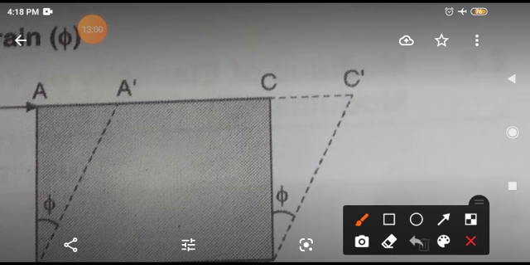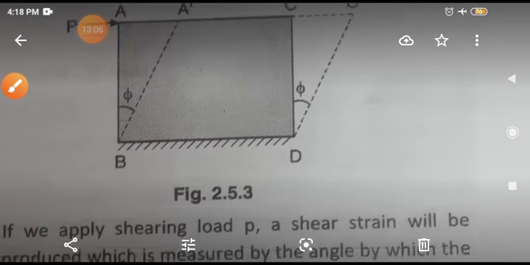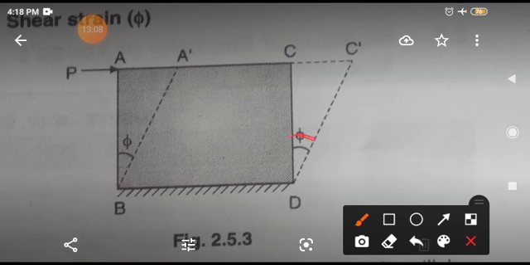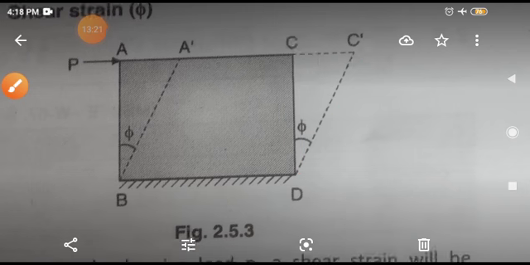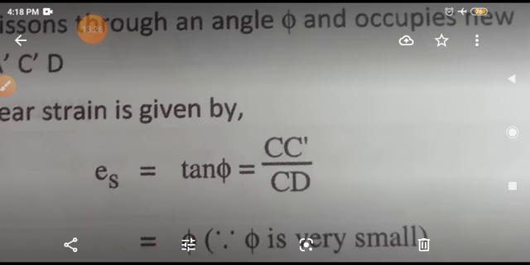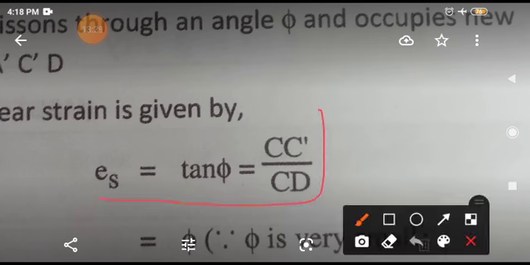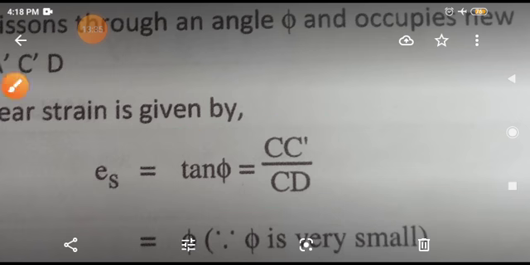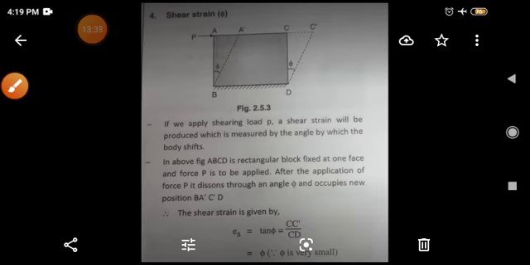This is the change in dimension, and this was the original. Therefore tan phi equals, theta is the change in its dimension. Let's see, tan theta equals opposite side upon adjacent side. Therefore C dash upon CD is the formula for shear strain. You can see over here, shear strain equals tan phi equals C dash upon CD. Phi is very small, so you can directly consider it as phi.